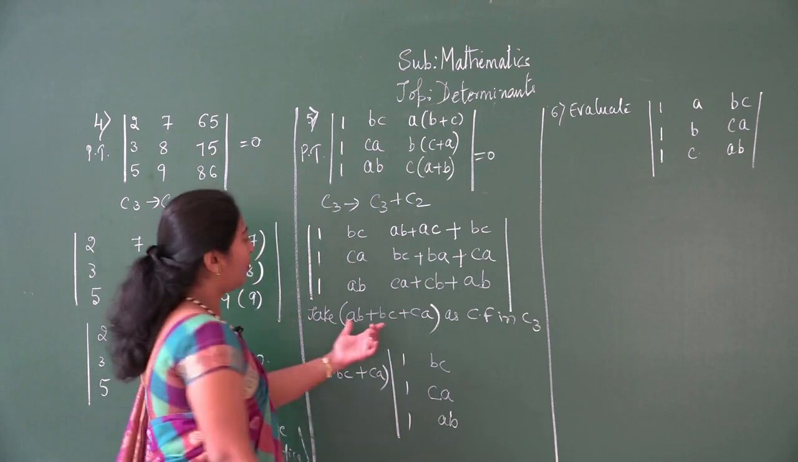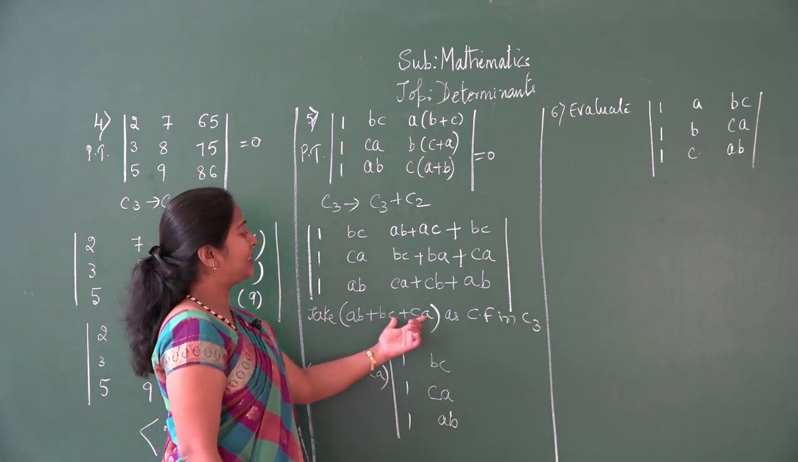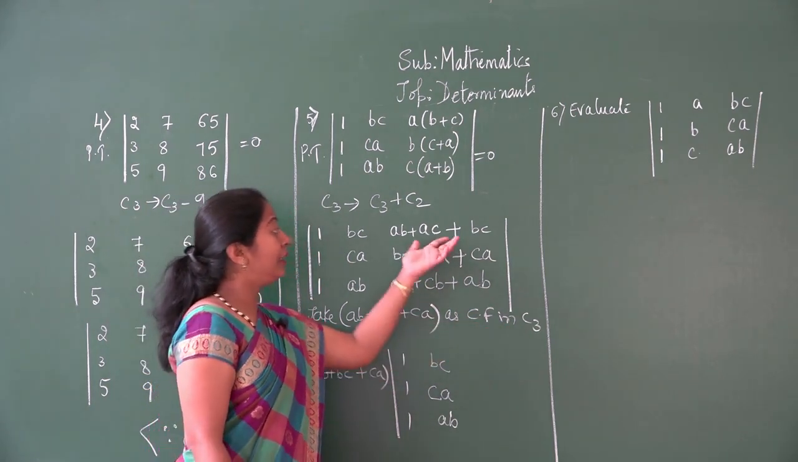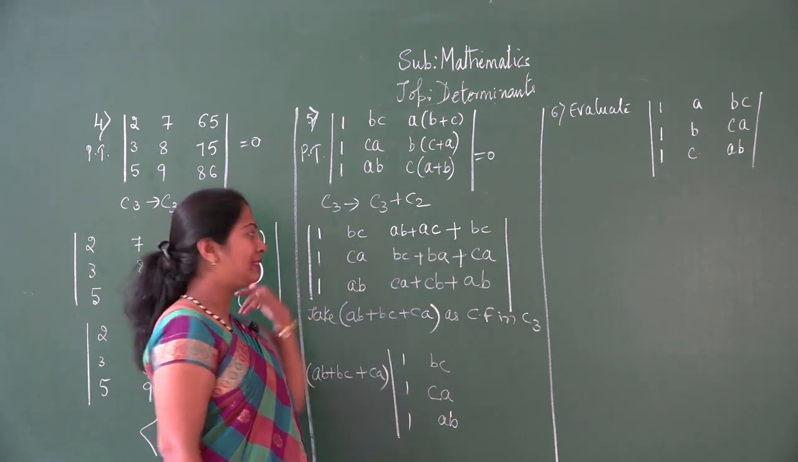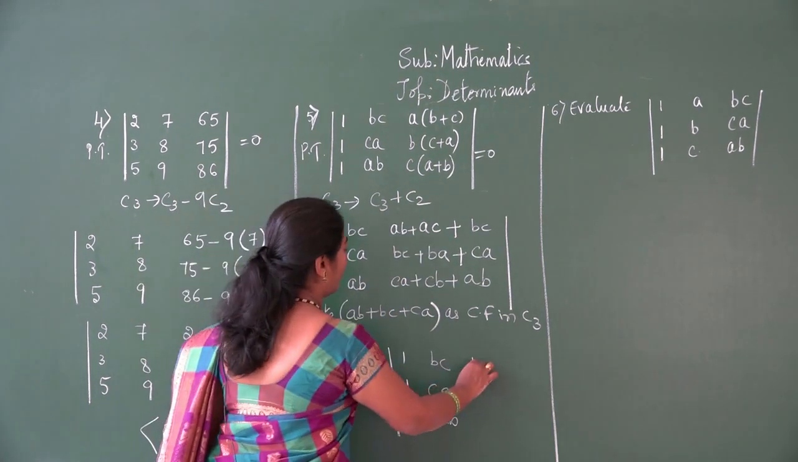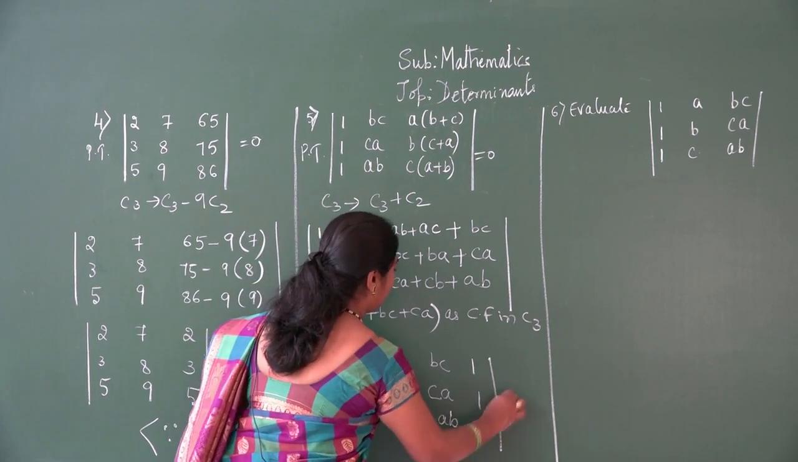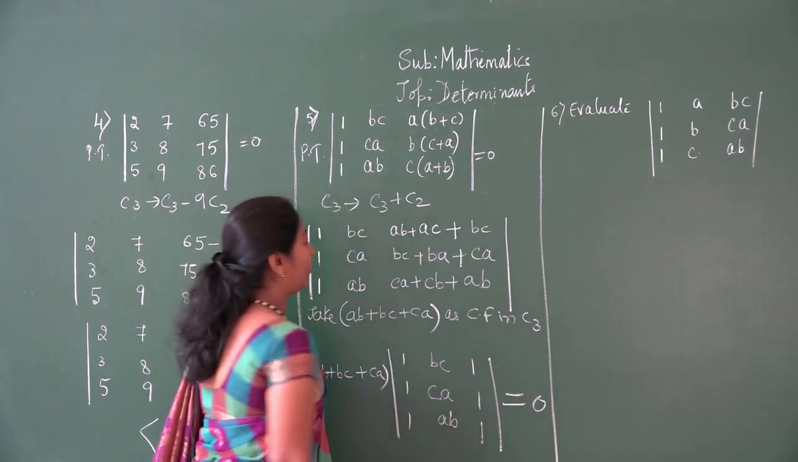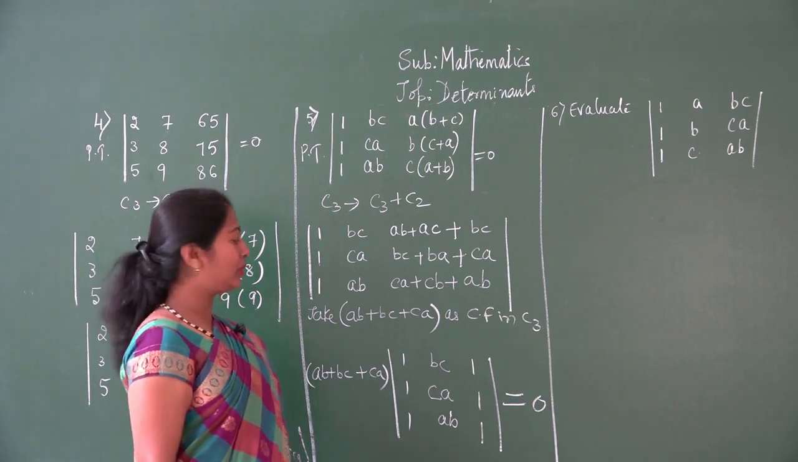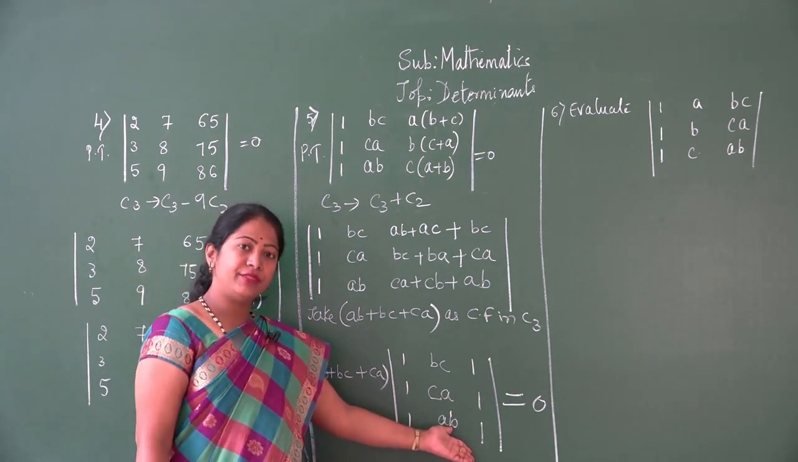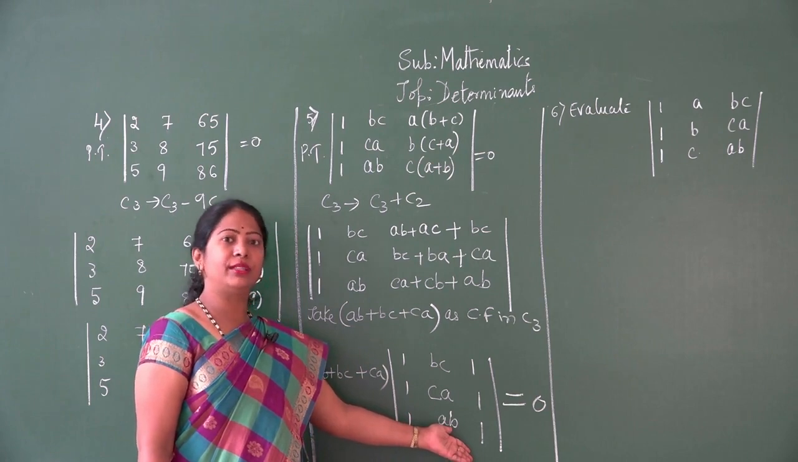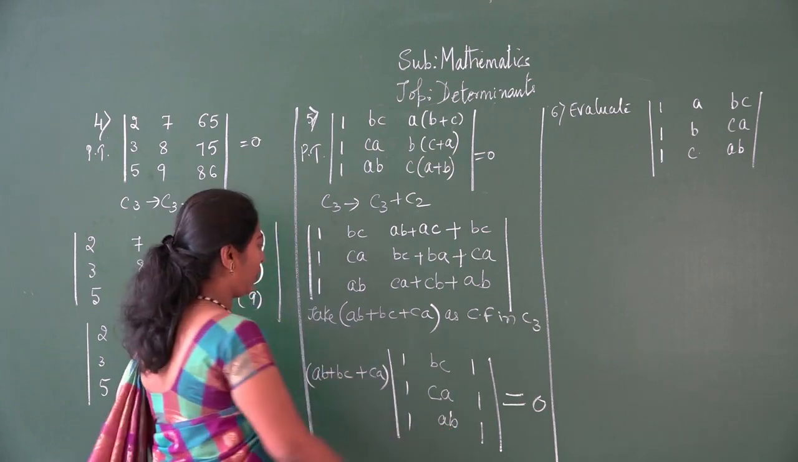I am supposed to take AB plus BC plus CA as common factor in column 3. If I take it out, what remains here? 1, 1 and 1. The value of the determinant is equal to 0. Why is it equal to 0? Can we observe here column 1 and column 3 are identical? If these two columns are identical, the value of the determinant tends to 0.